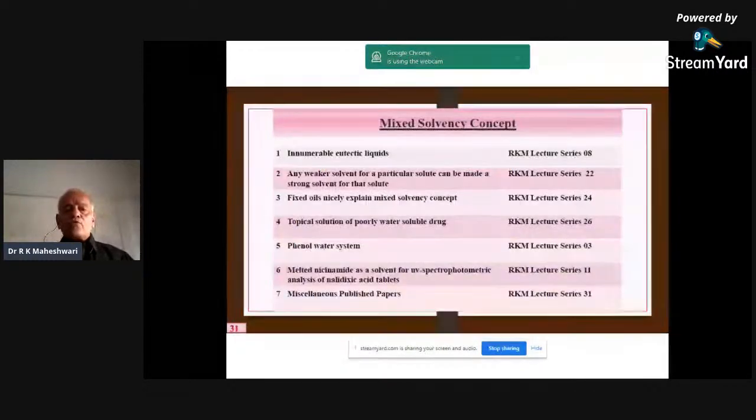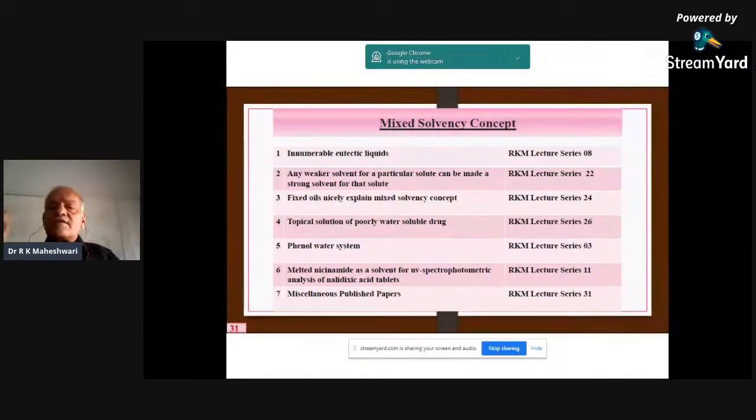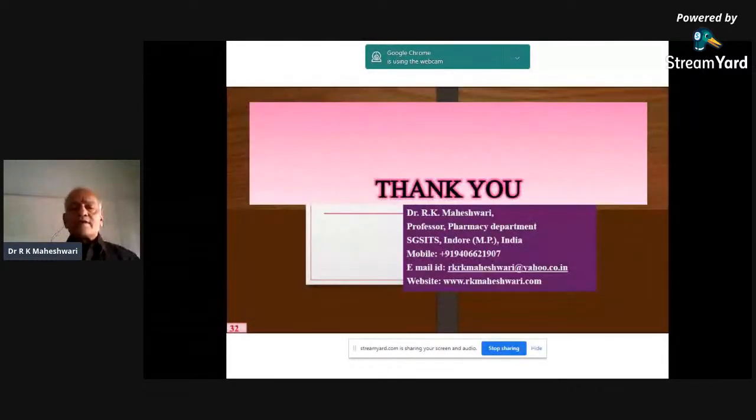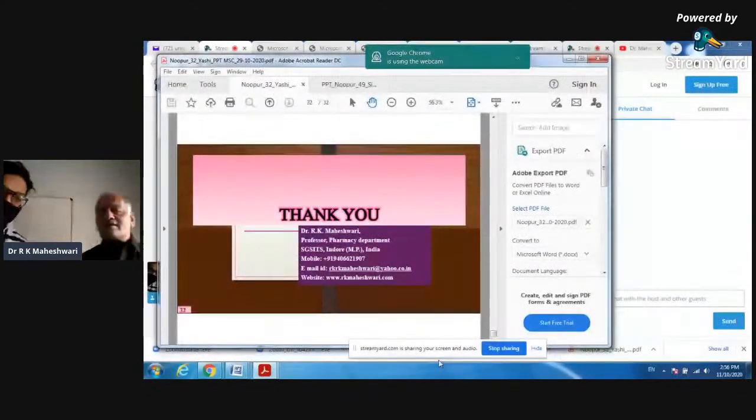Okay. Now we mixed solvency concept. These are the details for other things. Of course, these are the miscellaneous list. Enumerable eutectic liquids can be, this is a reference for the RKM lecture series. So anyway, I'm leaving this. I have to escape from this slide, I want to show you another slide now.